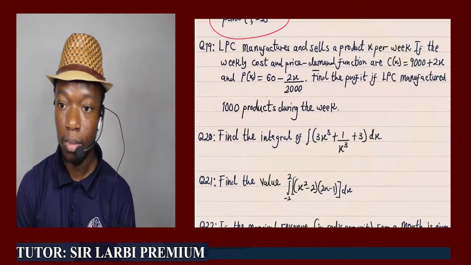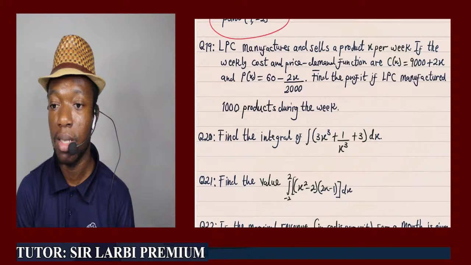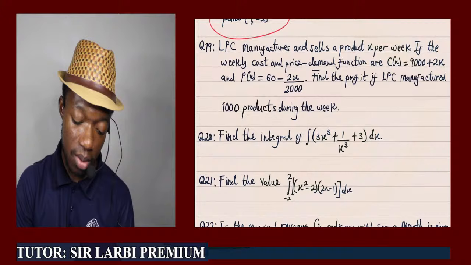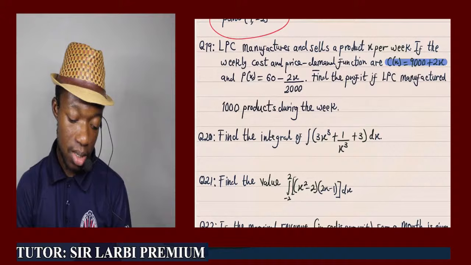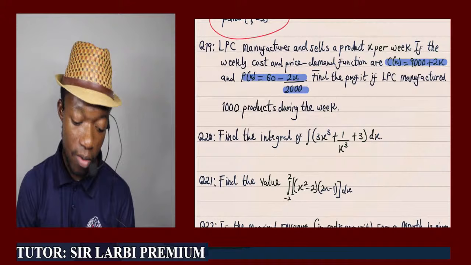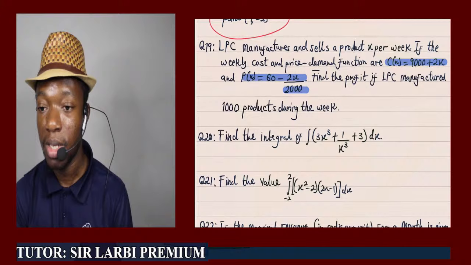It goes on to tell us that LPC manufactures and sells a product X per week if the weekly cost and price demand function are as follows. The weekly cost is 9,000 plus 2x, and the price is 60 minus 2x over 2000. Find the profit if LPC manufactures 1000 products during the week.